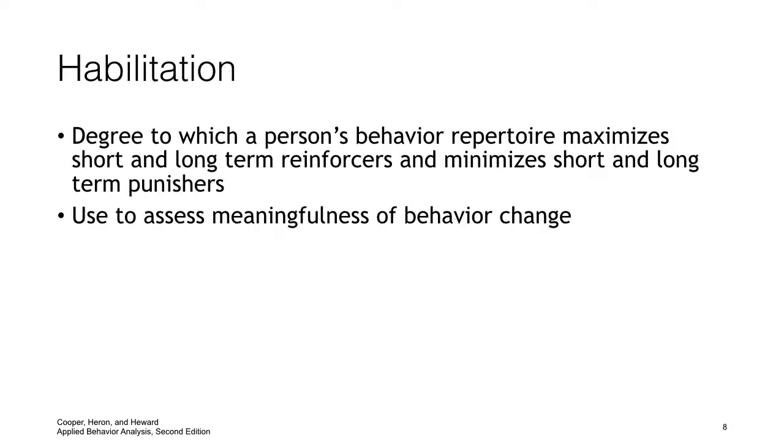Habilitation is a new term for us, but this term is quite frequently used by applied behavior researchers when they set target behaviors or when they measure the meaningfulness of behavior change. So habilitation refers to the degree to which a person's behavior repertoire maximizes short and long-term reinforcers and minimizes short and long-term punishers. It's also known as adjustment or competence.